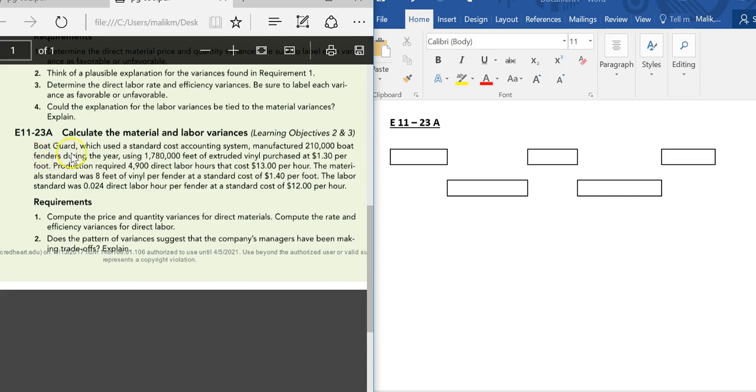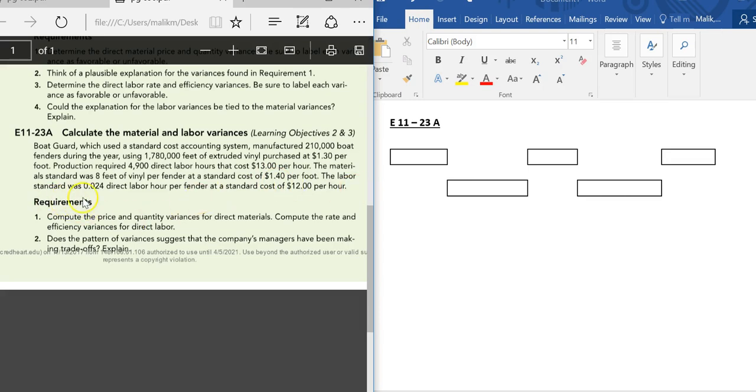It says that Bodgard, which uses a standard cost accounting system, manufactured 210,000 boat fenders during the year using 1,780,000 feet of extruded vinyl purchased at $0.30 per foot. Production required 4,900 direct labor hours that cost $13 per hour. The material standard was 8 feet of vinyl per fender at a standard cost of $1.40 per foot.